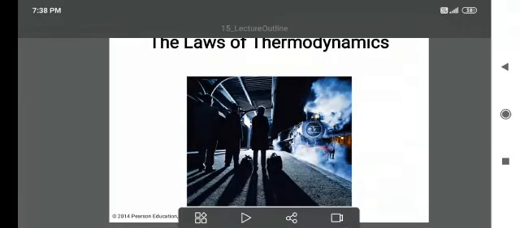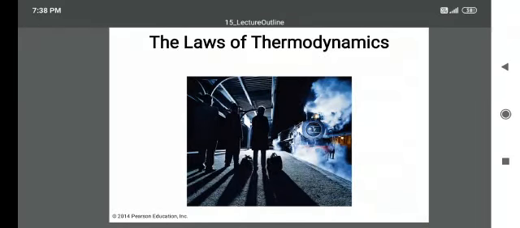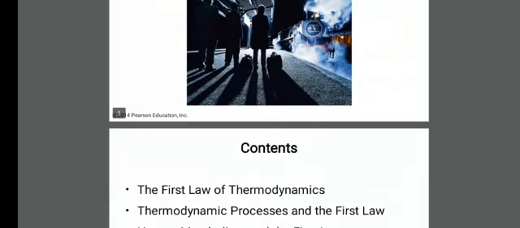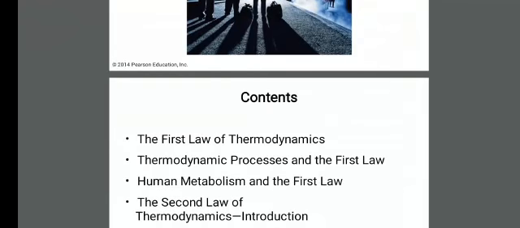Today we are discussing the laws of thermodynamics. In this chapter there are many topics included.